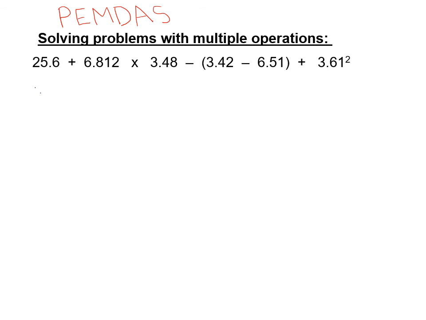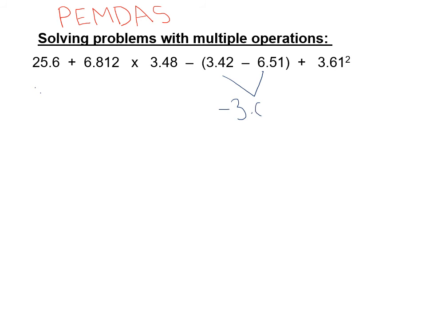So to solve this problem here, I'm not going to start off with the 25.6. I'm going to start off with the parentheses. So first, what I'm going to do is take the 3.42 minus 6.51. I'm first going to solve this over here. When I subtract those two from each other, 3.42 minus 6.51, the calculator gives me negative 3.09.